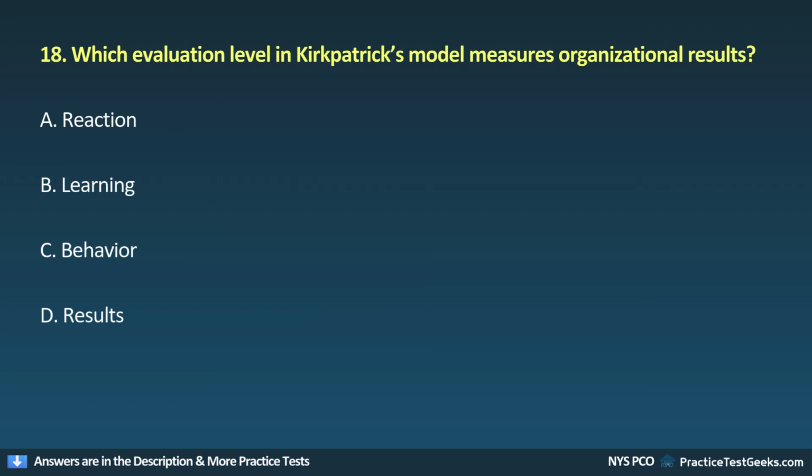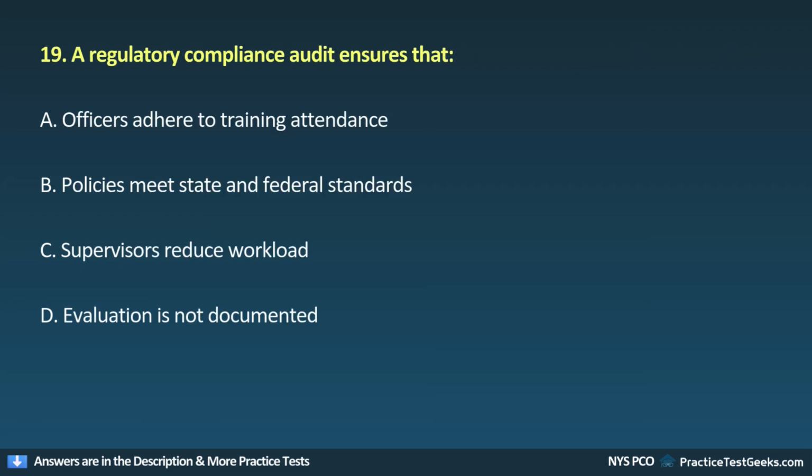18. Which evaluation level in Kirkpatrick's model measures organizational results? A. Reaction. B. Learning. C. Behavior. D. Results.